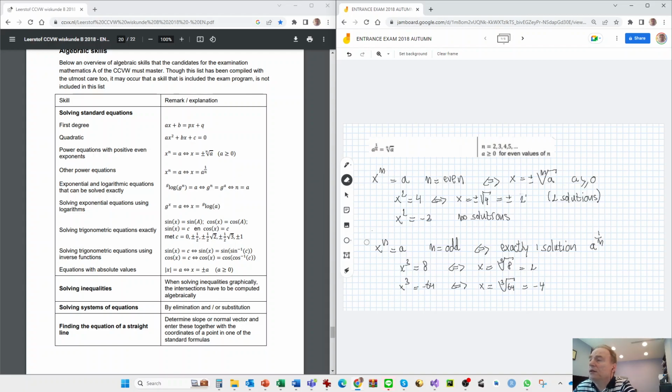And when n is odd, there's only one solution, a to the power 1 over n. For example, if x to the power 3 is 8, the solution is just the cube root of 8, which is 2. And if it's negative 64, you get the cube root of negative 64, which is minus 4.